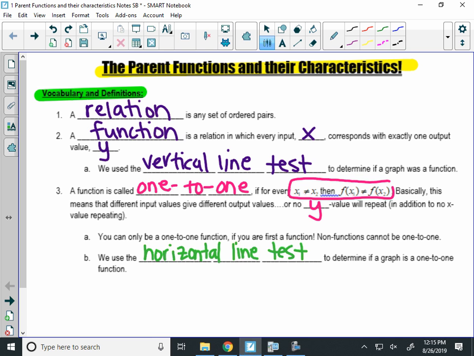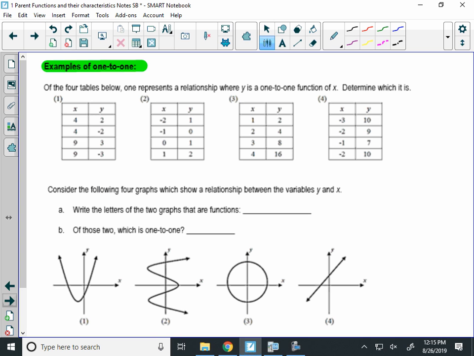So let's look at the bottom. We have some tables here to start. Of the 4 tables below, one of them is a 1-to-1 function. So let's determine which one it is. Let's look at the first one. In order to be 1-to-1, you have to be a function. Is number 1 a function? No, why not? See these two x's of 4 give me different outputs. That breaks the definition. Same with the x of 9, 2 different outputs. So this is not 1-to-1 because it's not a function. So it can't be 1-to-1.